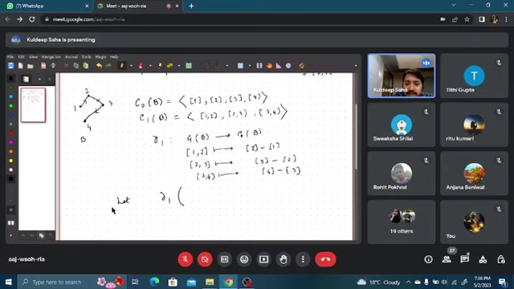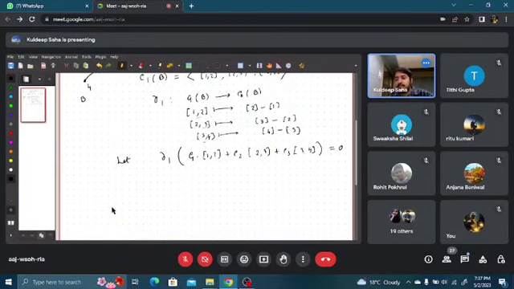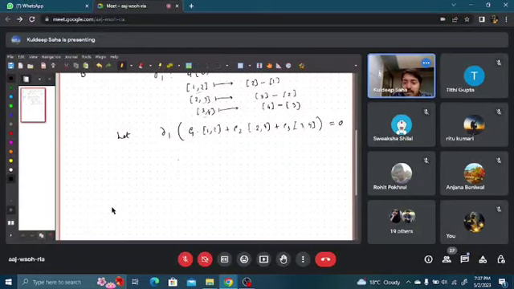I want to see whether a linear combination of all these three edges, it has to be a non-trivial linear combination, right? Whether there exists a linear combination, c1 times 1 comma 2 plus c2 times 2 comma 3 plus c3 times 3 comma 4, such that this is 0, right? It's 0 in C0 of B, correct? So let us compute.